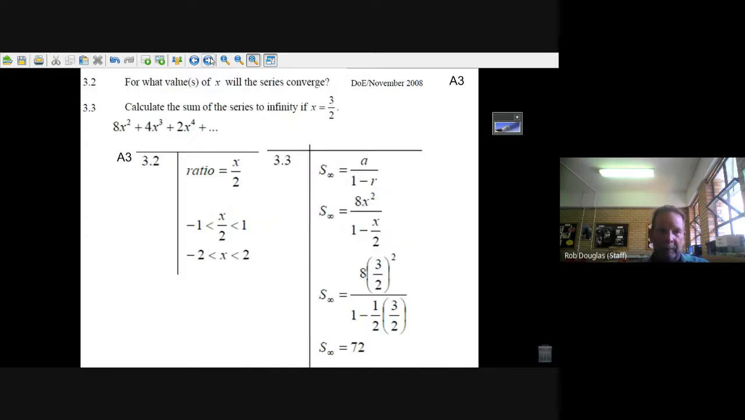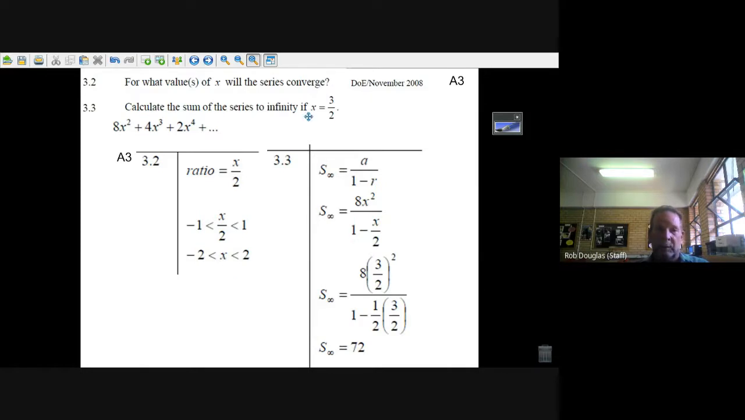Go over it yourself. The next question is really easy. They say, for what values does it converge? Well, if they say the word converge, you go r is less than 1 and greater than minus 1. Those are the conditions. And r is x over 2. So instead of r, you put in x over 2. Multiply everything by 2, and there's your answer. When x is less than 2 but greater than minus 2, those are the conditions for convergence.